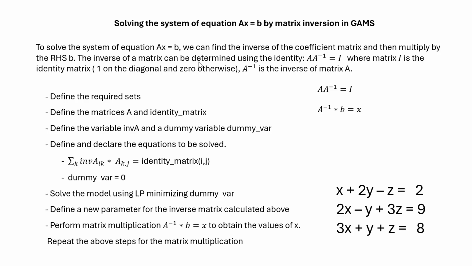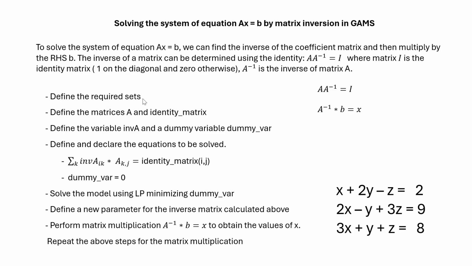The inverse of a matrix can be determined using the identity A multiplied by A inverse equals I, where I is the identity matrix. The identity matrix is the matrix that has 1 as the diagonal element and 0 everywhere else. And A inverse is the inverse of the matrix that we obtain from the coefficients. So how do we do this?